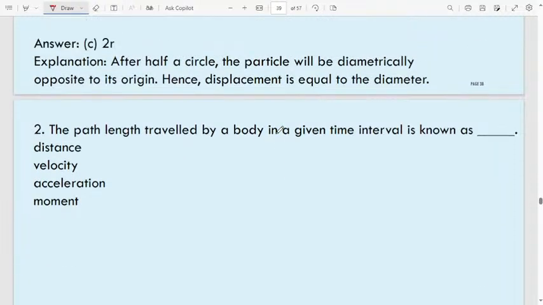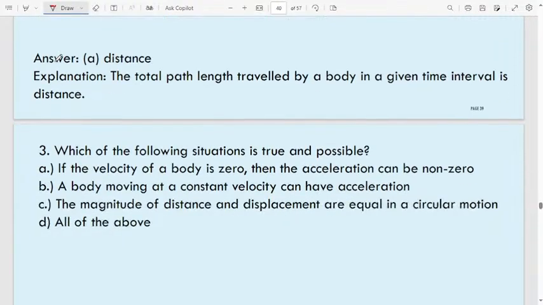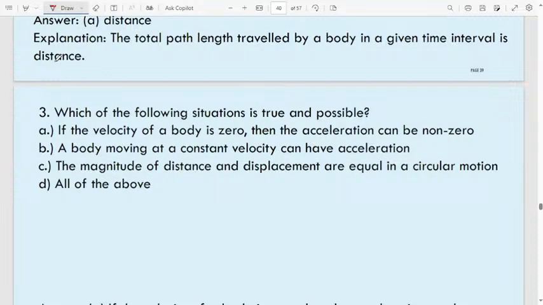Next, I think these are NCERT questions, easy questions. Next one, the path length travelled by a body in a given time interval is known as: distance, velocity, acceleration, momentum. The path length travelled by a body in a given time interval we will consider as distance. Yes, let us move to the next question.